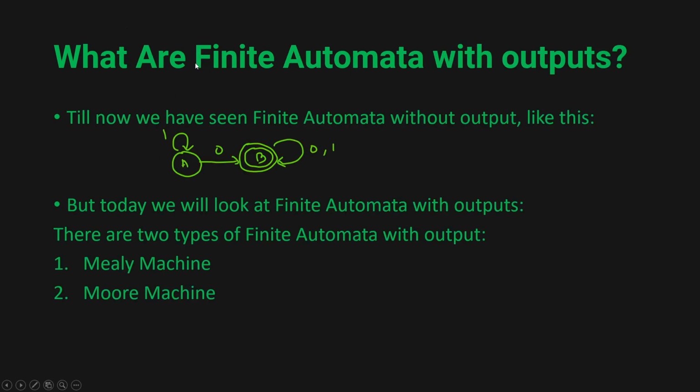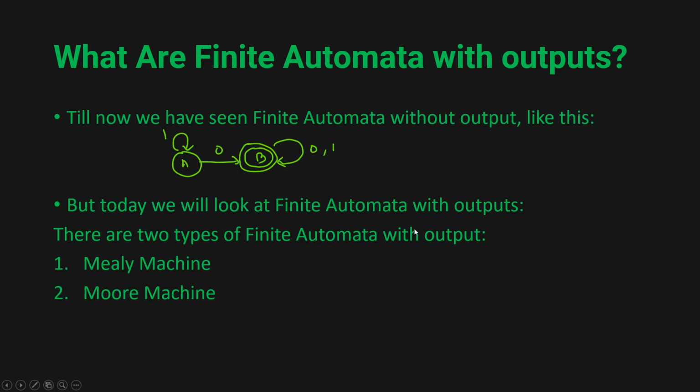First thing, what are finite automata with outputs? Till now we have seen finite automata without output like this. We have got state A, you get input 1, you go to state A itself, you get input 0, you go to state B. Similarly, in state B, you get input 0 or 1, you are going to state B itself. So over here, when we are getting some kind of input, you are just changing the states. So this is finite automata without output. But now we are going to look at finite automata with outputs.